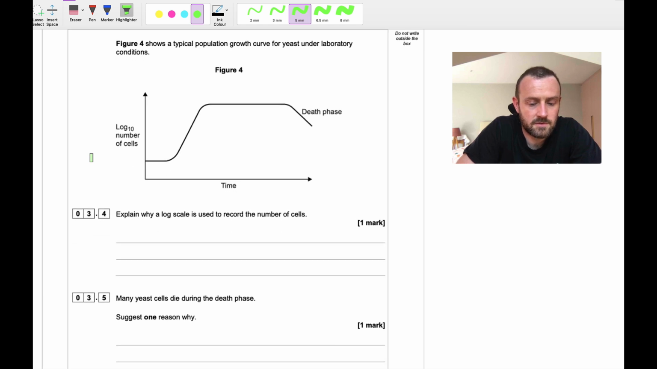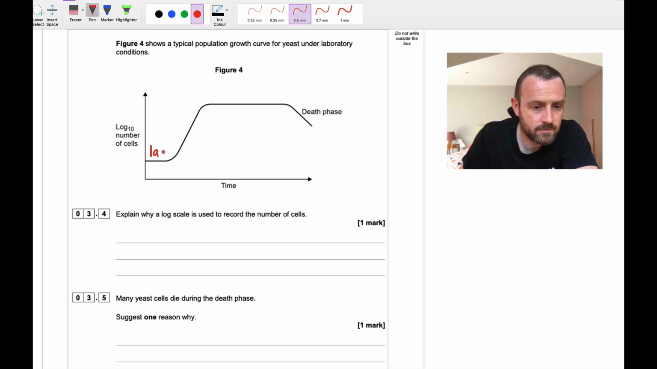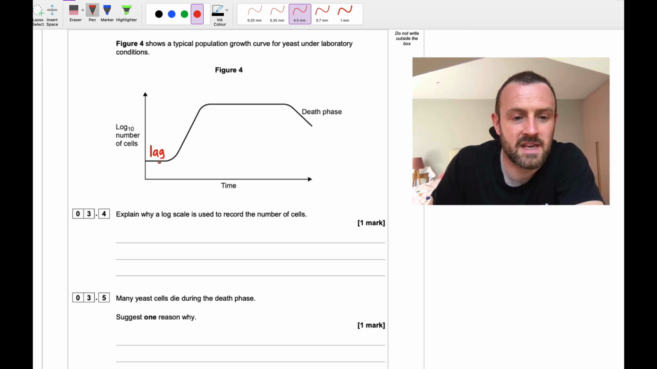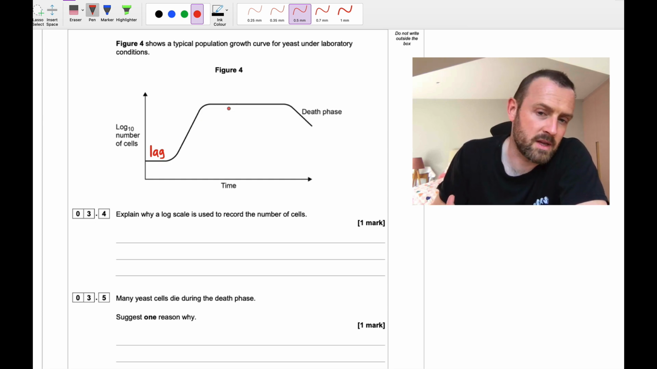Oh, these curves. I love these curves. Figure 4 shows a typical population growth curve for yeast under laboratory conditions. Just reminding you what these phases are called. This is the lag phase. This is when the yeast is getting used to the environment, and it could be the same curve for a bacterial population.